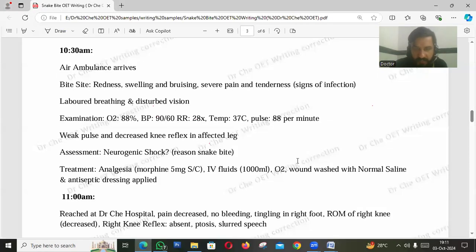Her wound was washed with normal saline and an antiseptic dressing was applied. You can do this, but just to make it concise, was treated accordingly. You can mention this also, it is not a problem. Okay, you can see how I have made it. There is no need to mention the air ambulance again, and no need to mention all these names of signs of infection. No need to mention all of the redness, this and that. No need to mention temperature and pulse because they are normal. And there is no need to give all the details of the treatment, just briefly explain them. Okay.